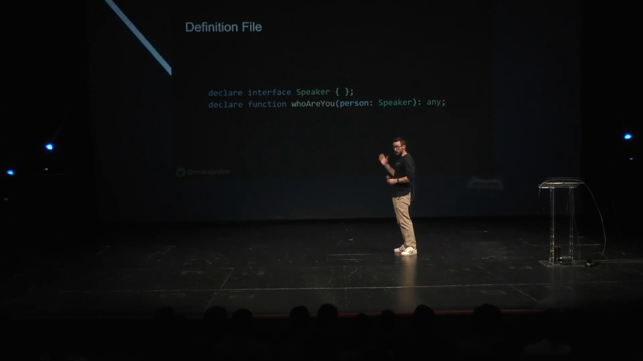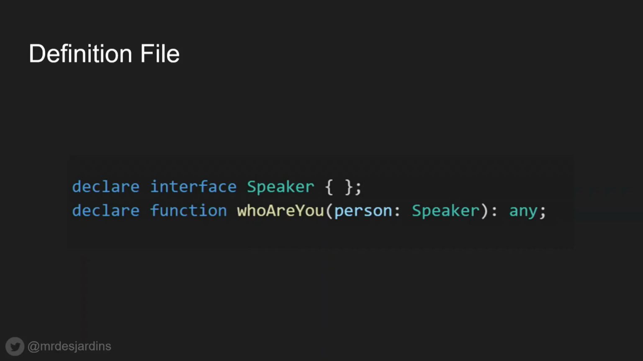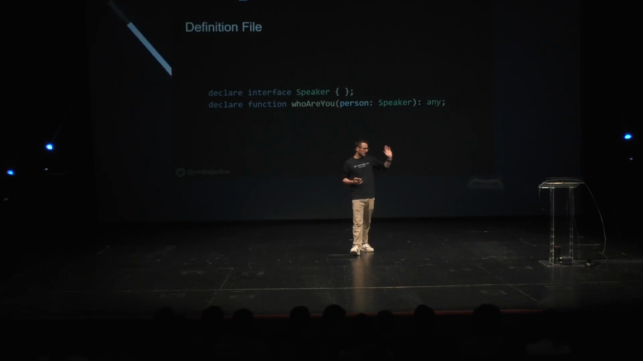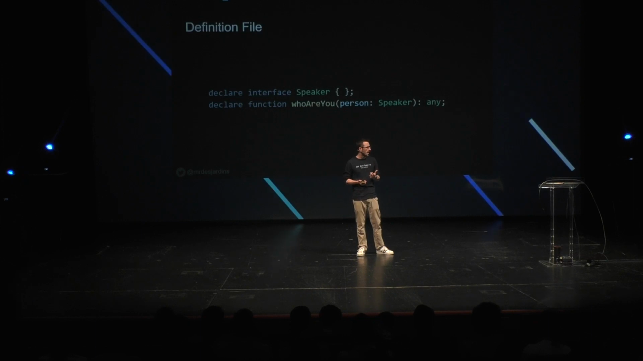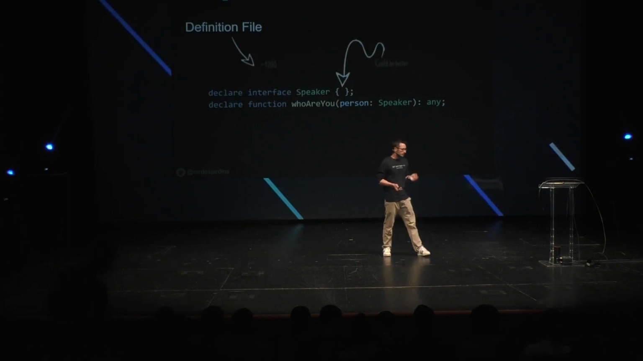So if we come back to our code, the first thing we're going to need is to use a definition file, which is the contract that you share across your team. In that particular case, getting the definition file for the function that was there previously tells us that the whoAreYou function now takes an object of type Speaker. And this type Speaker is defined by an interface, which right now is empty. So definitely it could be better, but it's one step into getting a little bit more strongly typed.